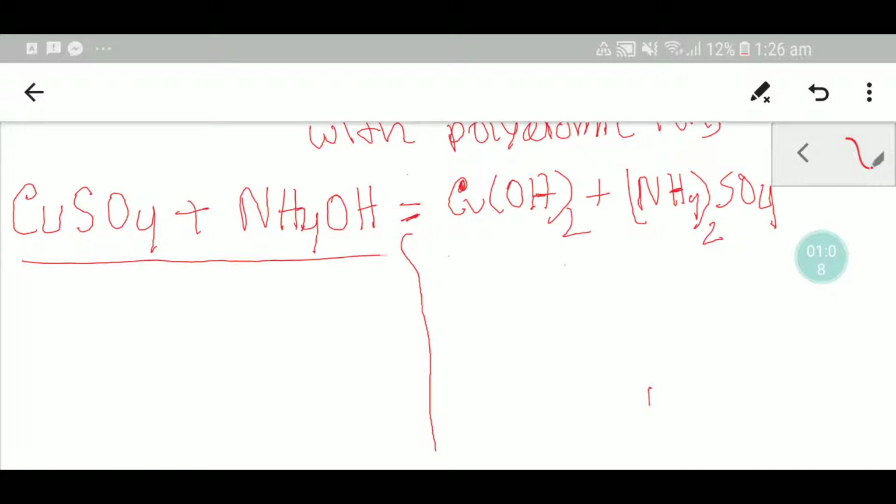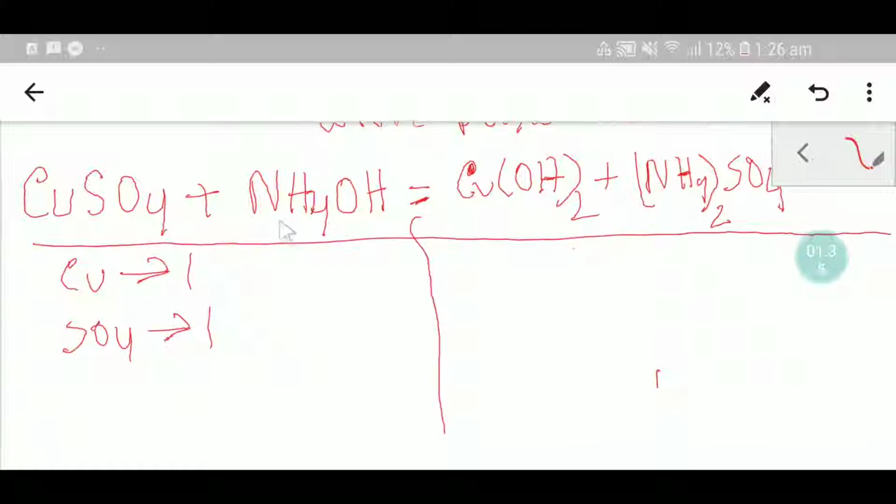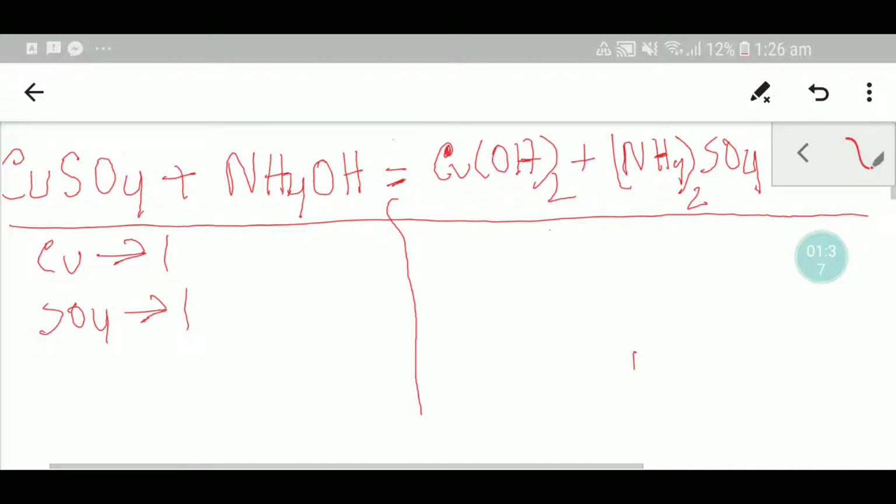Okay, so if I draw a table like this, I'm getting two parts. One is the left hand side and another is the right hand side. On the left hand side, we have here one copper, so I have to write. In the second step, I have to write the number of atoms and polyatomic ions. So here we have one sulfate polyatomic ion, and here we have one ammonium, right? So let me write that.